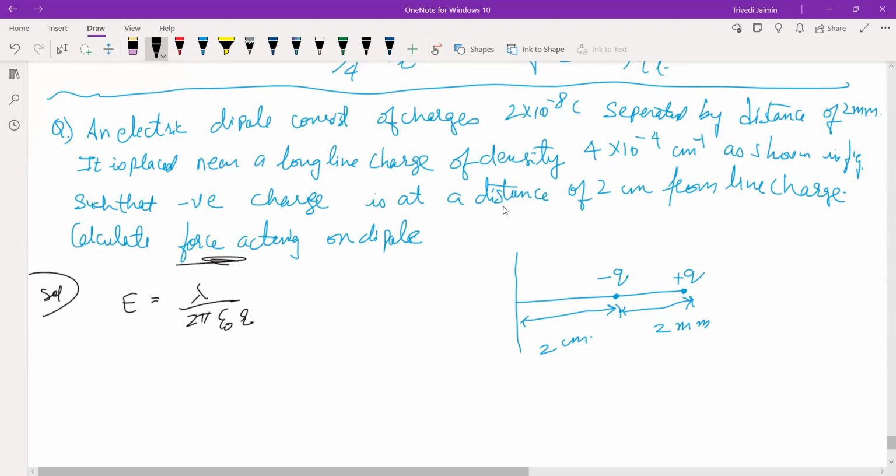So we have to find force. It's not just charge, not electric field. We have to find force also. We first find E1, then F1 equals Q E1. Then E2, then F2 equals Q E2.